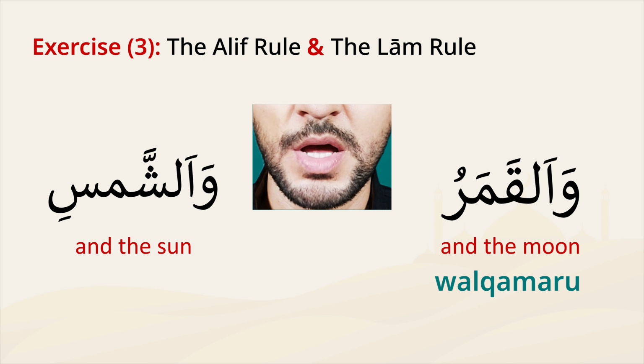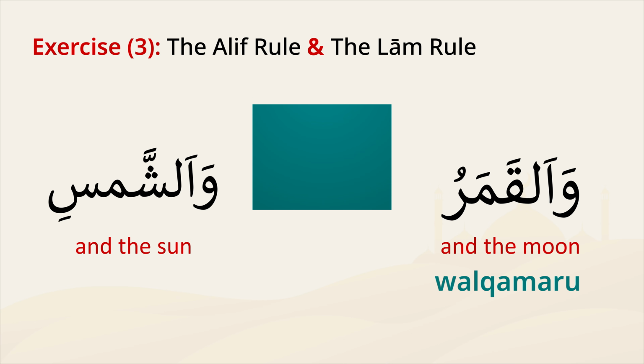Wal-qamaru. Take note. The hamza of al is silent while the lam is pronounced. Now let's try the word ash-shams. Here, both the alif and the lam are silent, but for two different reasons. The hamza is silent because it's in the middle of connected speech according to the rule of Hamzatul-Wasl, and the lam is silent because it is a solar lam.